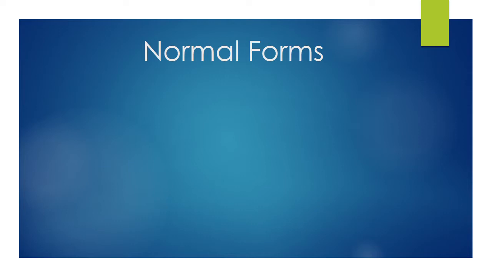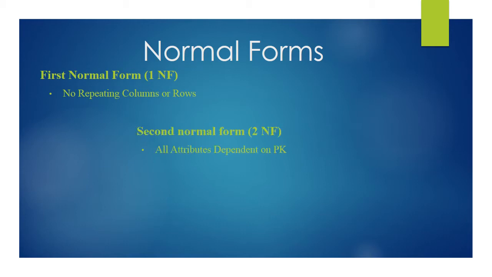First normal form, or 1NF, is completed to remove repeating columns or rows. Second normal form, or 2NF, uses functional dependency we learned earlier to ensure all attributes are dependent on the primary key. Third normal form, or 3NF, ensures there are no calculated columns or other abnormalities in the tables. Let's take a look at each of these normal forms separately and look at some examples.